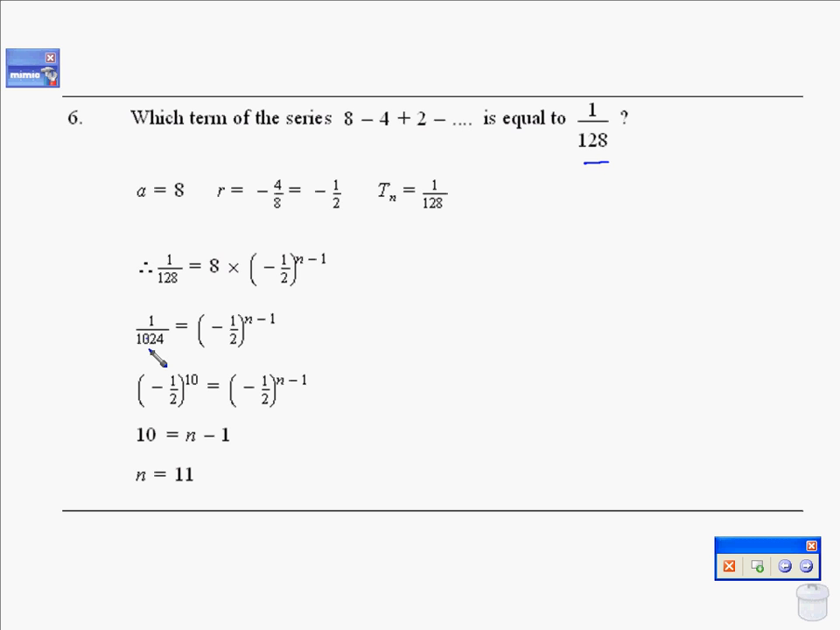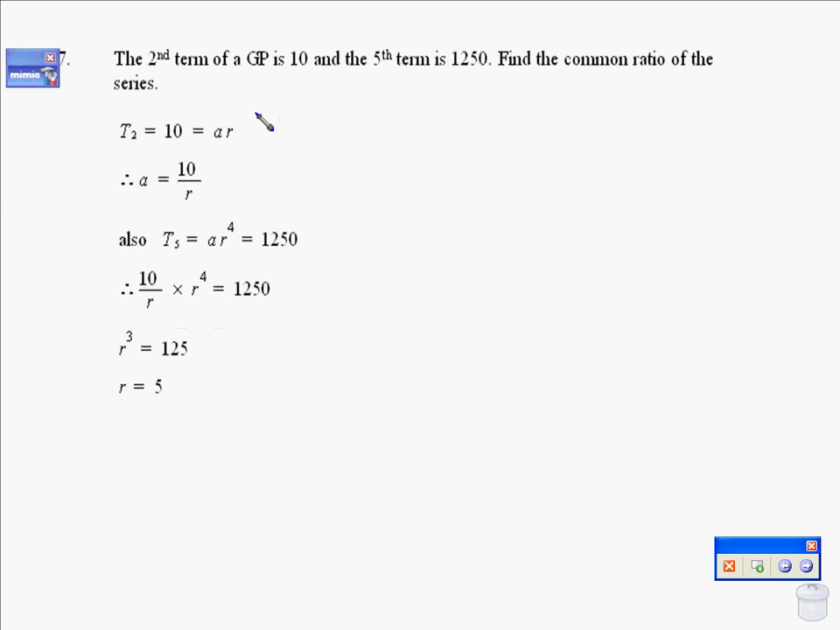And just a hint that 1 on 1024 is positive and this is negative, so we'd have to have a positive power. It couldn't be a negative power here to place there. So it sort of reduces our options we can take, and that's okay. So now 10 must be equal to n minus 1, which is going to be equal to 11 for the value of n. Question 7.